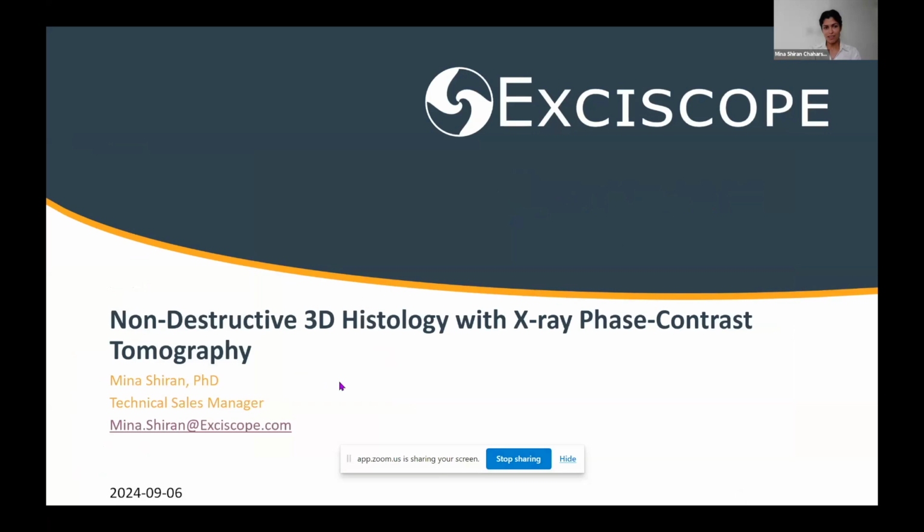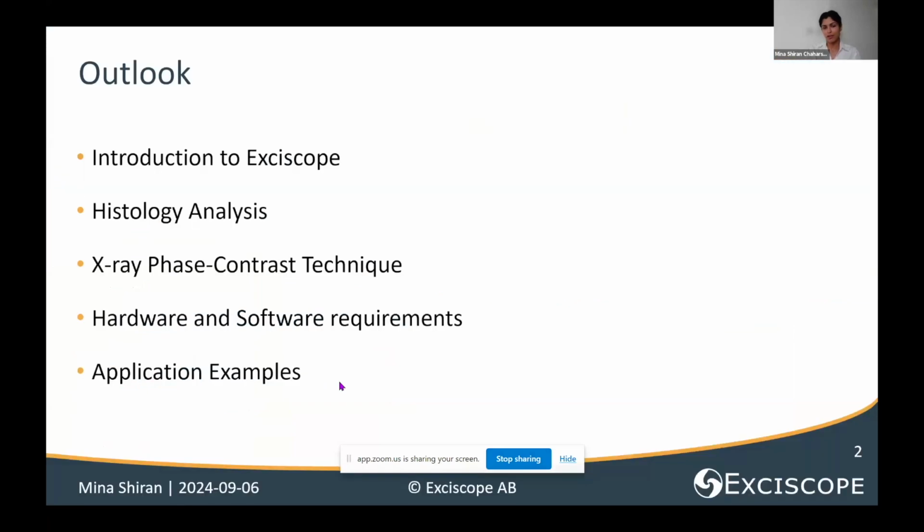So today's talk is about non-destructive 3D histology with X-ray phase contrast tomography. First, I will give you a little bit of introduction to Excillum, who we are, where we are, and then I will continue with an introduction to histology analysis and our special solution, the X-ray phase contrast technique for that, and the requirements for hardware and software, and then I will share some application examples.